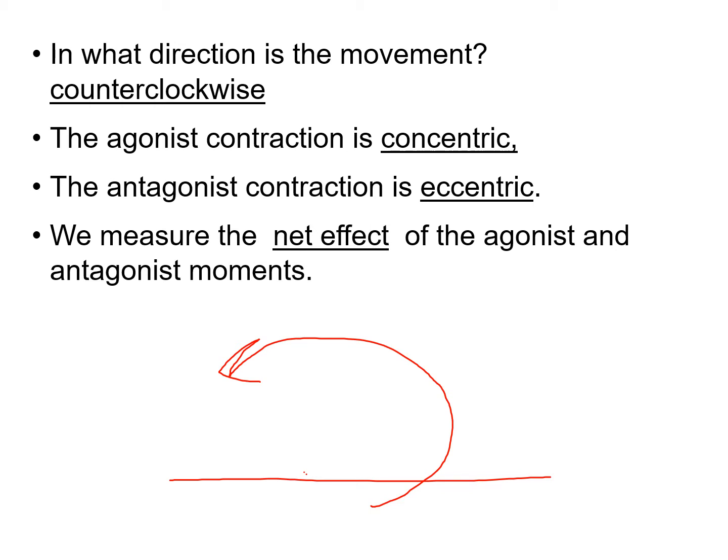And we measure the net effect of the agonist and antagonist moments, okay? When we say moments again, we have to go back to our angular kinetics. This is the moment of force, or our torques, okay? If the torque created by our agonist is greater than the torque created by our antagonist, we see this counterclockwise motion. If it's reversed and the torque created by our antagonist is greater than our agonist muscles, this will go either in reverse, okay, or it won't occur at all.